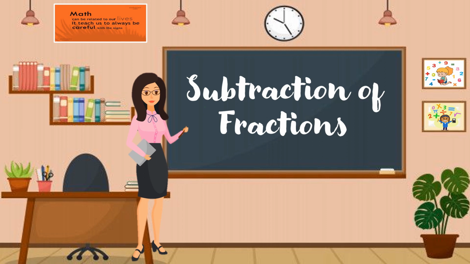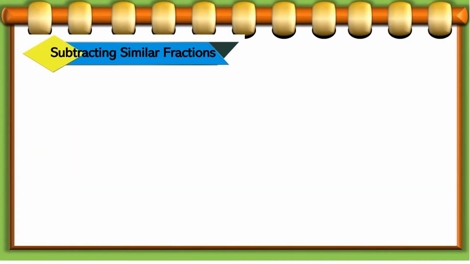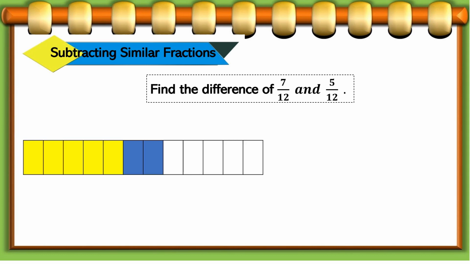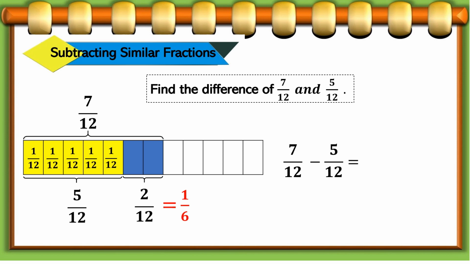Our next lesson is subtraction of fractions. Subtracting similar fractions. Example, find the difference of 7 over 12 and 5 over 12. So we have 7 over 12 minus 5 over 12.